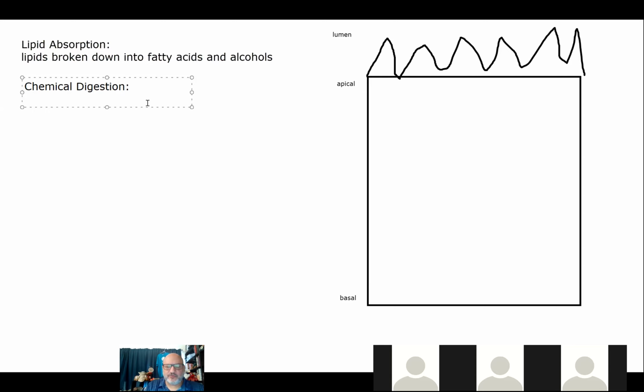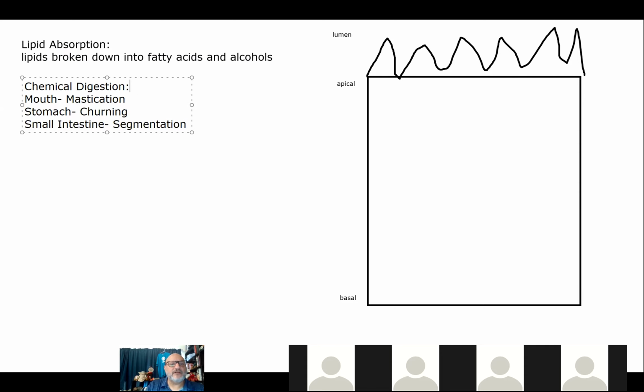And I'll save you a little time because we know that there's the cardinal 3, and that is the mouth with mastication. We know that in the stomach, we get our churning. And in our small intestine, we get our segmentation. You wrote chemical digestion. Oh, you are correct. I did. Thank you for catching that. Perfect. So there are the big 3. Those are the same for all of them.